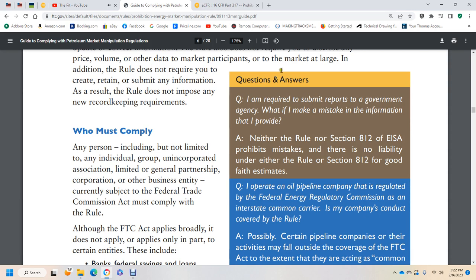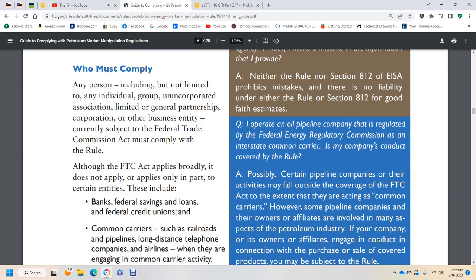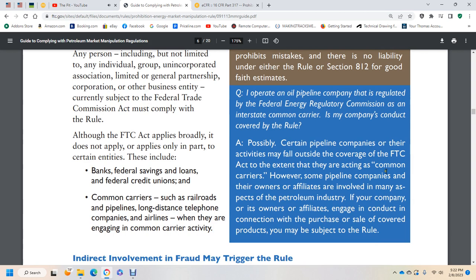Question. I operate a pipeline company regulated by the Federal Energy Regulatory Commission as an interstate common carrier. Is its common carrier conduct covered by the rule? Answer: Certain pipeline company activities may fall outside the coverage of the Federal Trade Commission Act to the extent that they are acting as a common carrier.